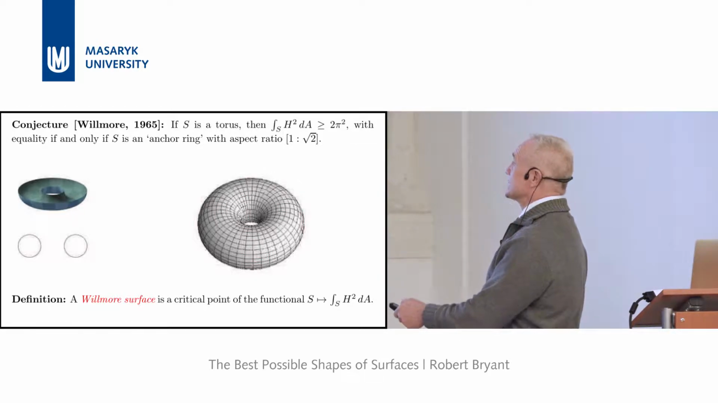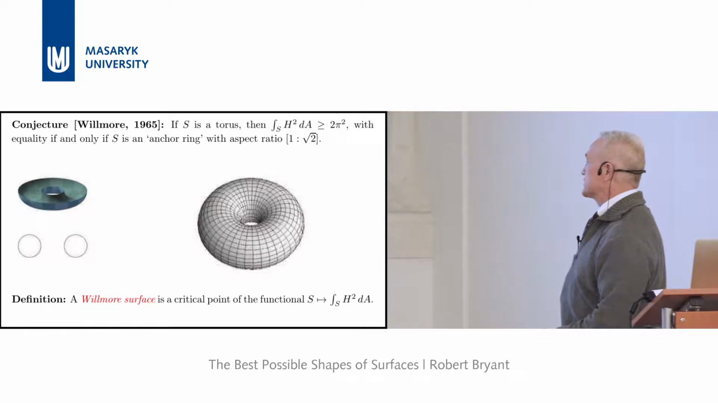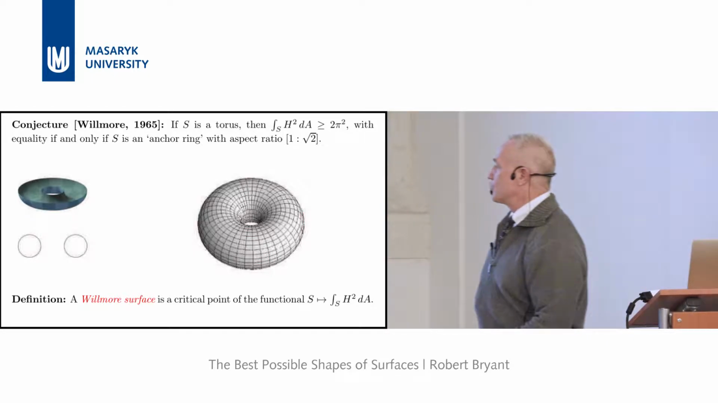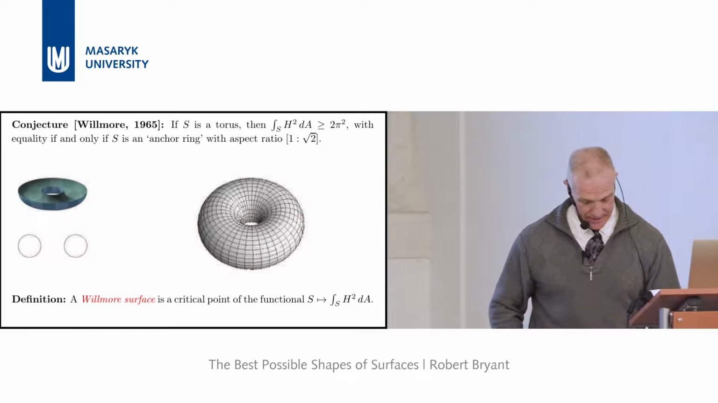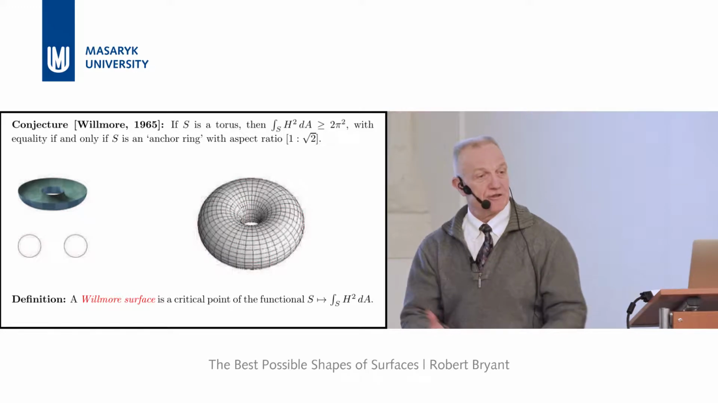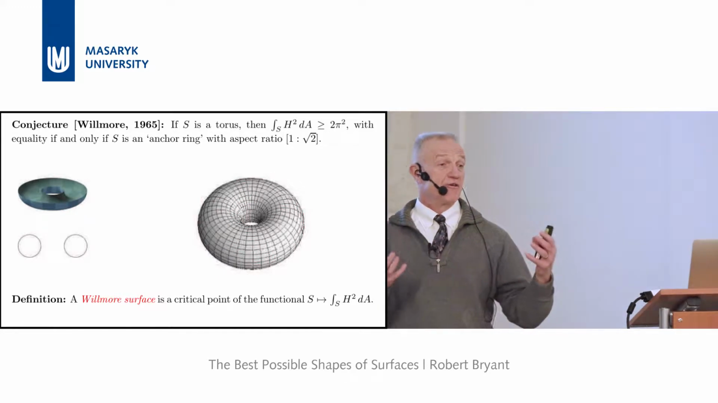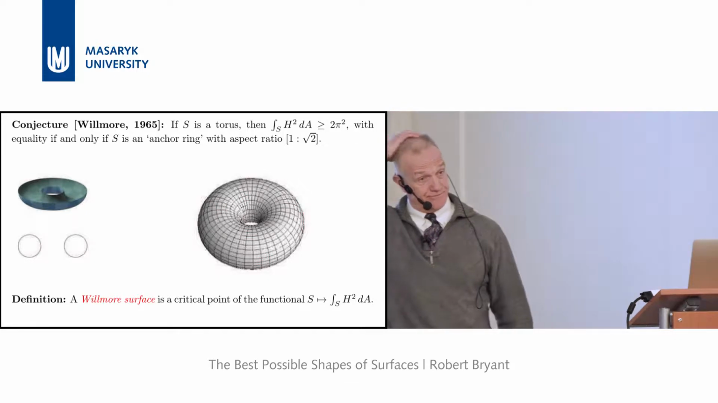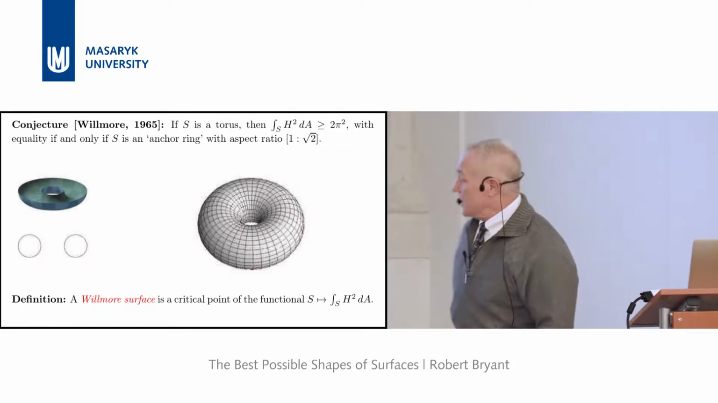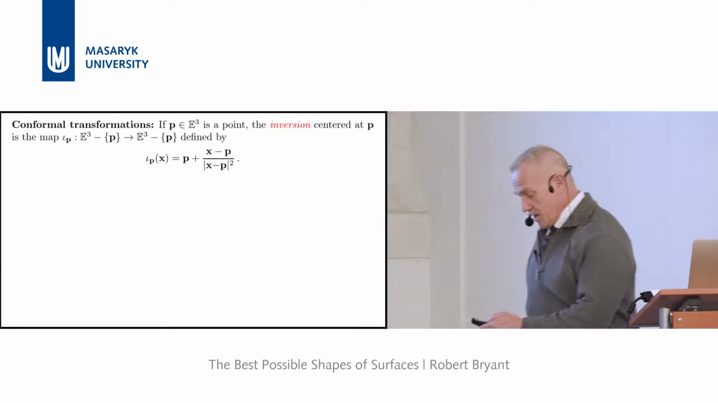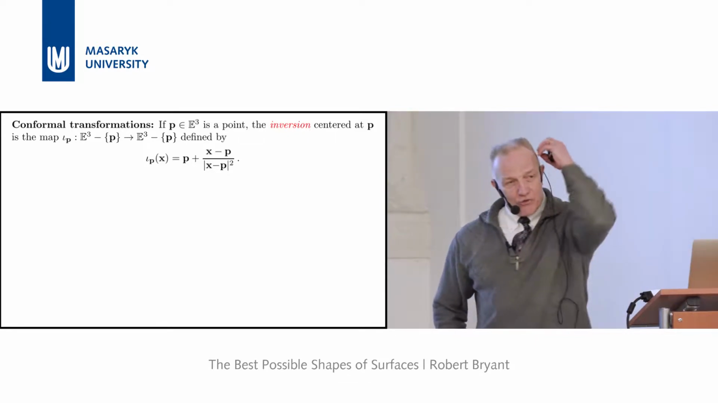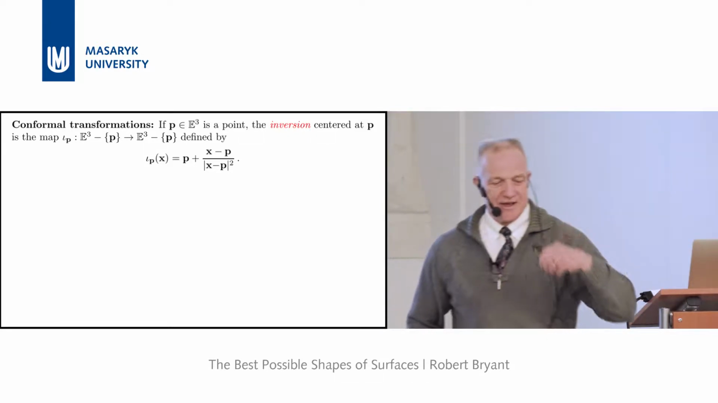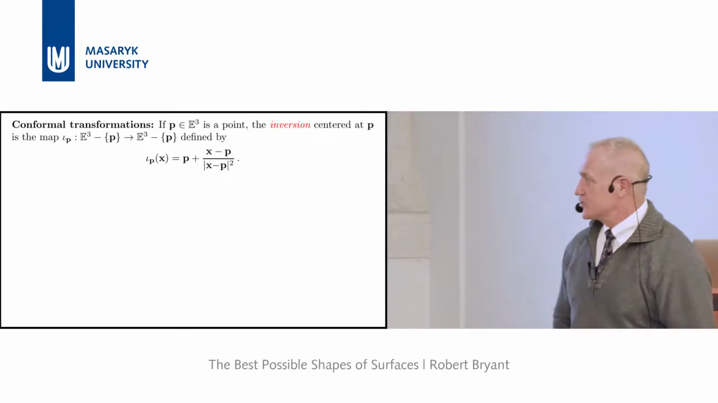So in his honor, the surfaces that are critical for this function, the integral of H squared, are called Willmore surfaces now. And of course, the round sphere is a Willmore surface. It's not clear that there are any others. We know what the minimum is, but there might be other critical points. Right. But then a really funny thing turned up.